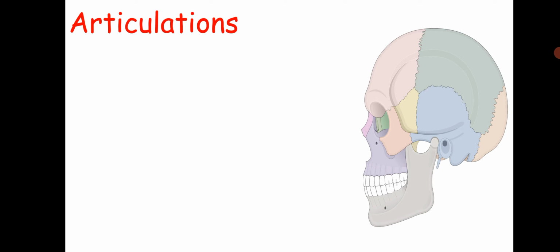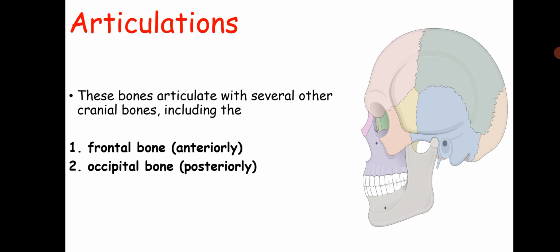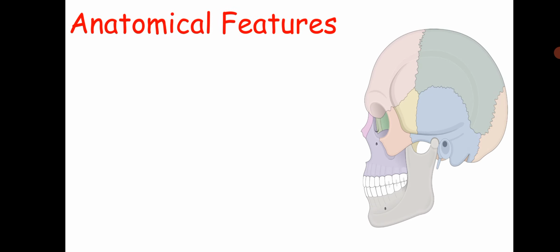Now let's talk about articulation of parietal bone. These bones articulate with several other cranial bones, including the frontal bone, as it articulates anteriorly with frontal bone. It articulates posteriorly with occipital bone. It articulates laterally with the temporal bone, and it articulates inferiorly with the sphenoid bone.